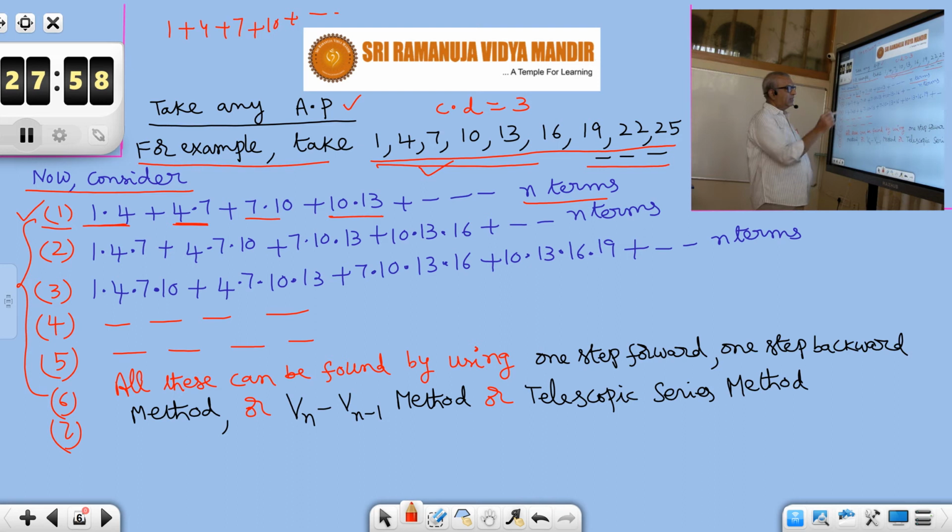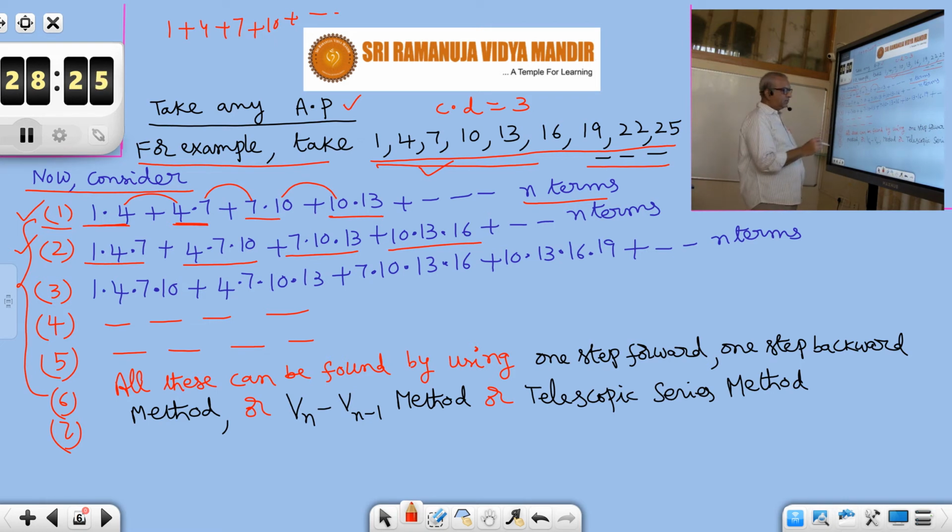What do you notice here? The second factor of the first term is equal to the first factor of the second term. Similarly, here, second factor equal to the next one's first factor, like that. Okay. Next, the second example, you see, 3 factors at a time: 1, 4, 7, 4, 7, 10, 7, 10, 13, 10, 13, 16. Like this, we are adding.